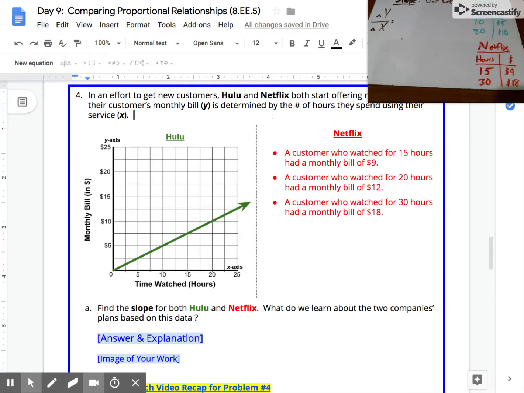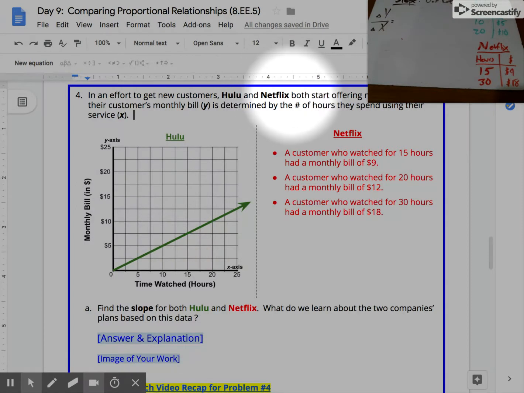For problem number 4, we're told that Hulu and Netflix are both offering new plans to get new customers. Specifically, their plans are going to determine monthly bill, or Y, based on the number of hours customers spend watching their service. For Hulu, the data is provided to us as a graph. We see the Y-axis tells us the monthly bill in dollars, and the X-axis will tell you the number of hours that are used to determine that monthly bill.